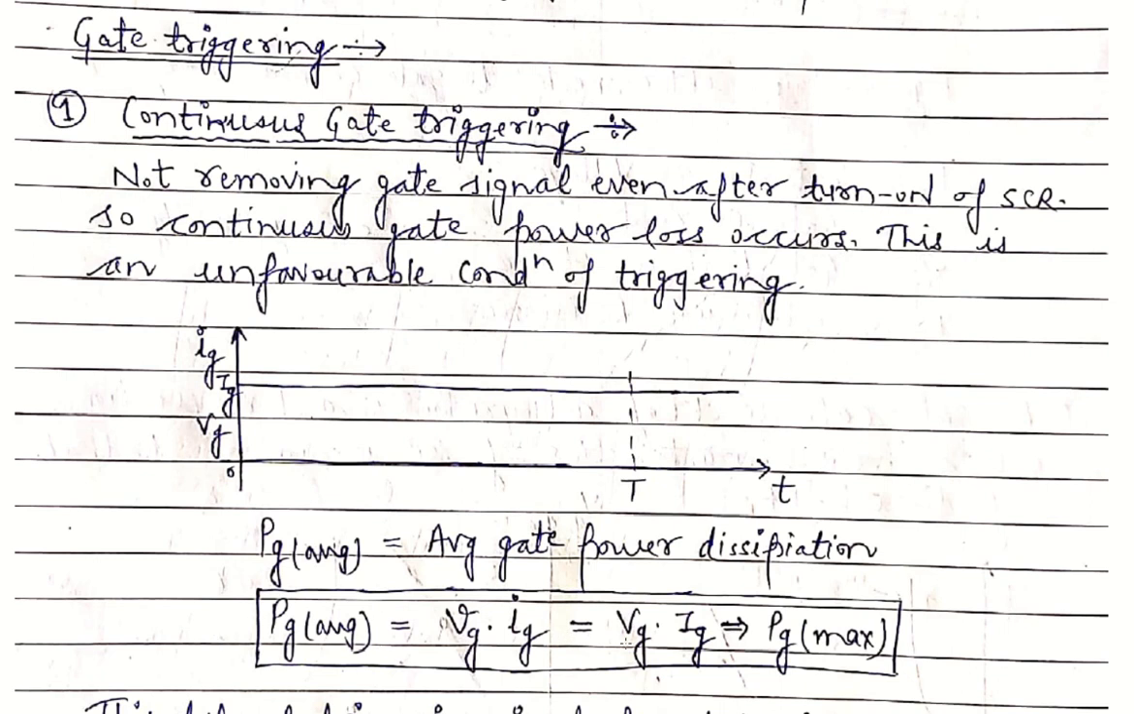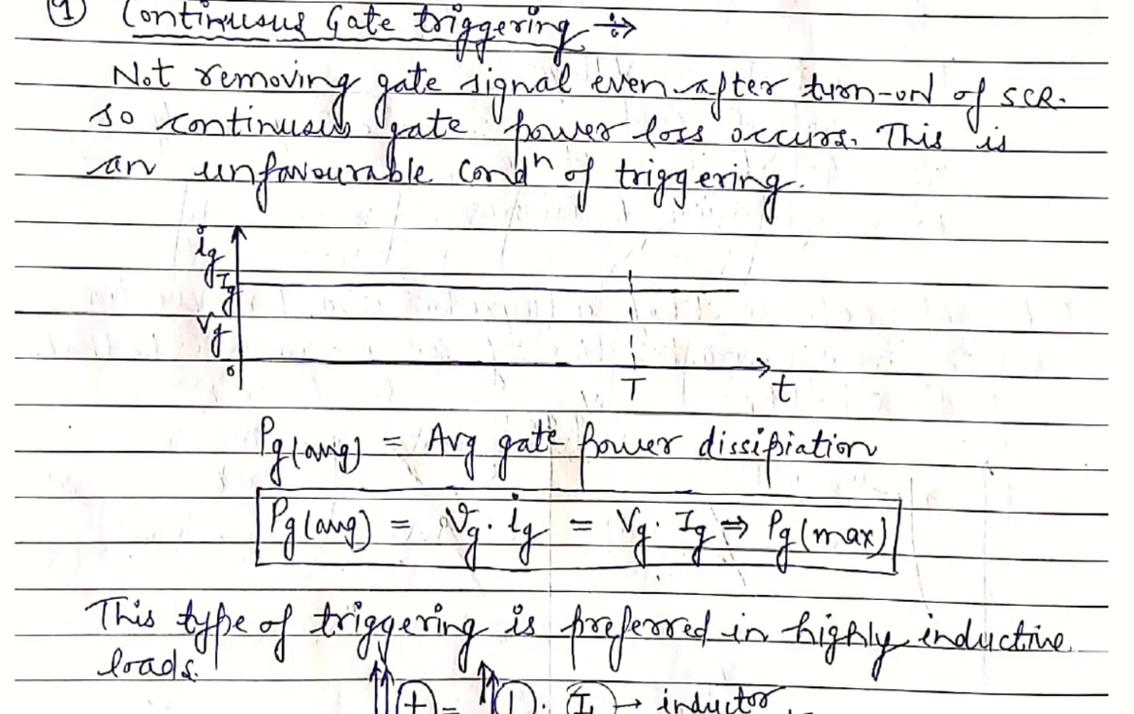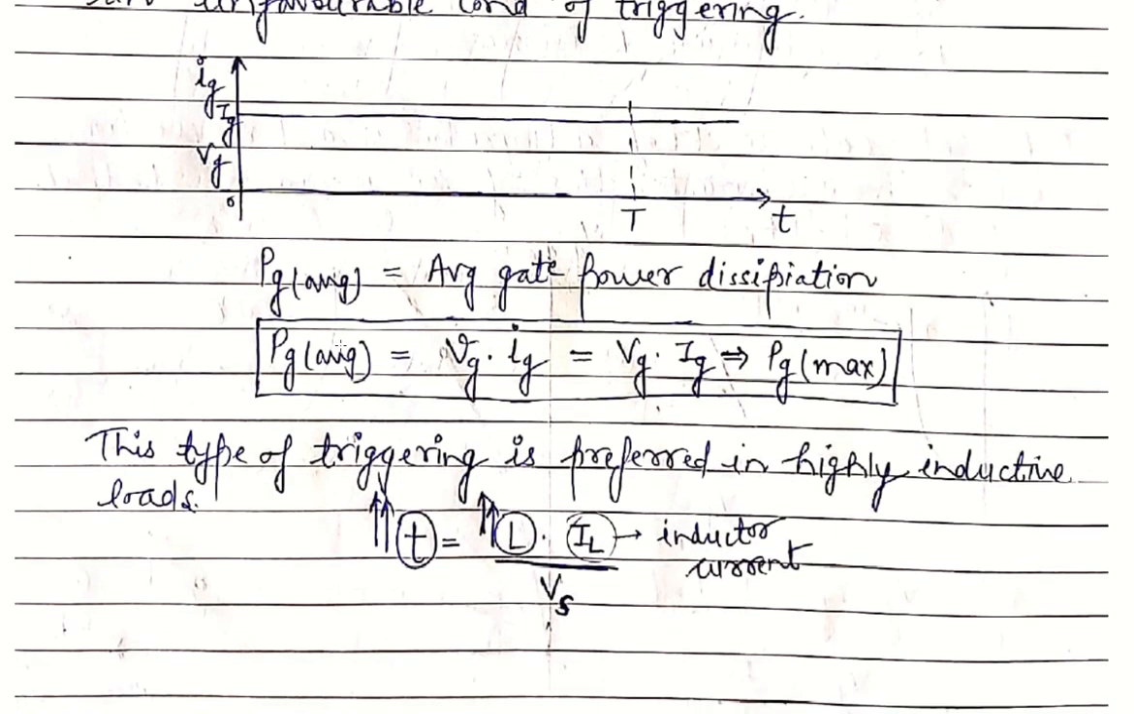PG average can be calculated as VG into IG, simply the multiplication of these, and this is the maximum amount of power because this current is a maximum value and VG is also there. So if we multiply this, we can obtain the PG maximum. This type of technique is preferred in highly inductive loads.